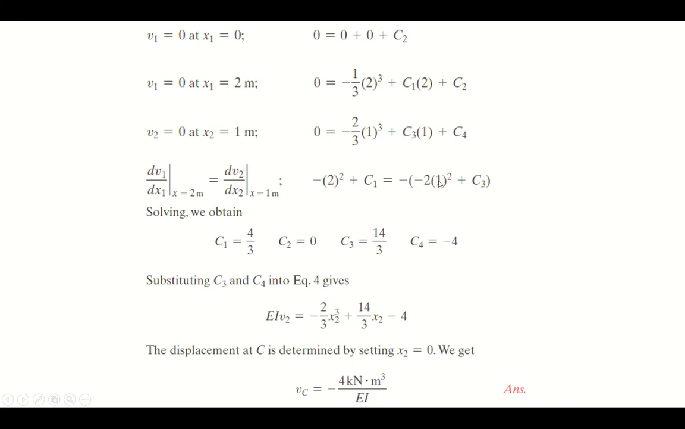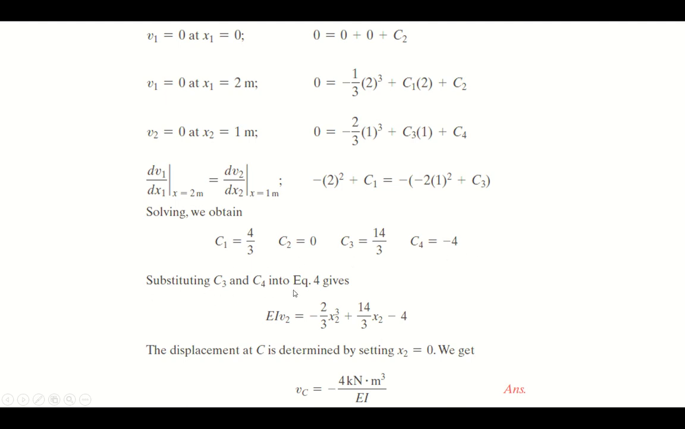Now solving these, we obtained C1 is equal to 4 very easily. If you put C2 is equal to 0 from this equation into this equation, you will get the value of C1. So C1 and C2 can be found very easily. Also, if you put the value of C1 from this equation into this equation, you can get the value of C3, and putting the value of C3 in this equation, you can get the value of C4. So you know all the values of the 4 constants.